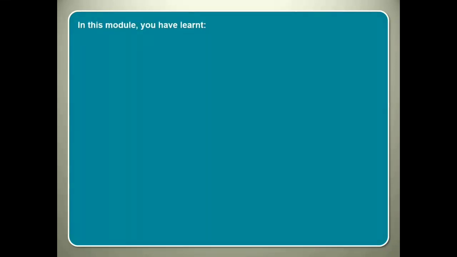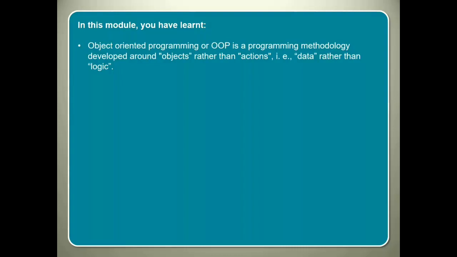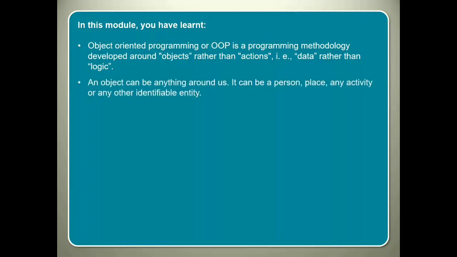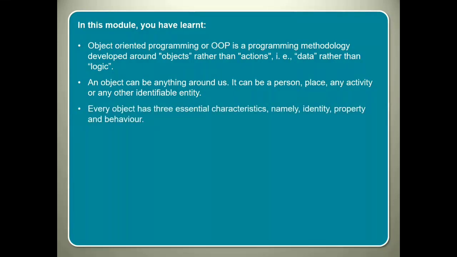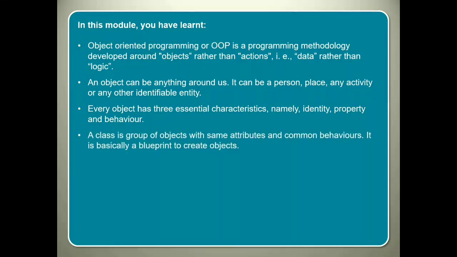In this module, you have learnt that object-oriented programming, or OOP, is a programming methodology developed around objects rather than actions, that is, data rather than logic. An object can be anything around us. It can be a person, a place, any activity, or any other identifiable entity. Every object has three essential characteristics, namely identity, property, and behavior. A class is a group of objects with same attributes and common behaviors. It is basically a blueprint to create objects.